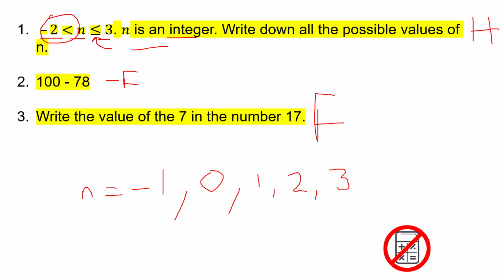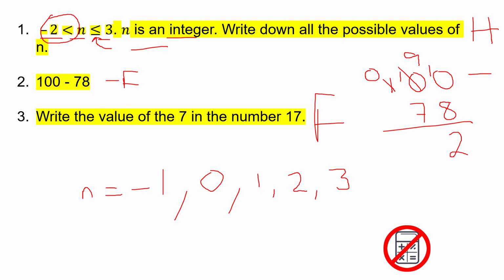Question number 2, a classic question on our foundation tier papers: 100 minus 78. Use the column method for this, or do it in your head, but I feel you should write it out so you're able to see the workings. 0 take away 8, I can't do, so I need to borrow. I borrow this 1, that becomes a 0, that becomes a 1. Cross this out, this becomes a 9, then I've got a 10. 10 take away 8 is 2, and 9 take away 7 is 2. So the answer to question 2 is 22.